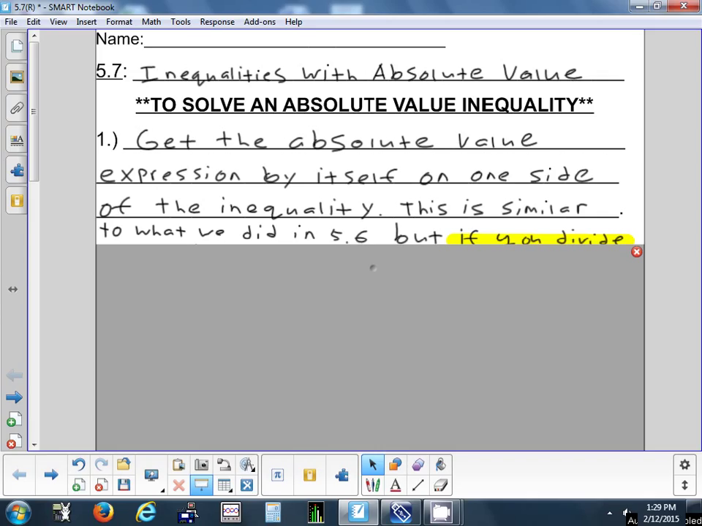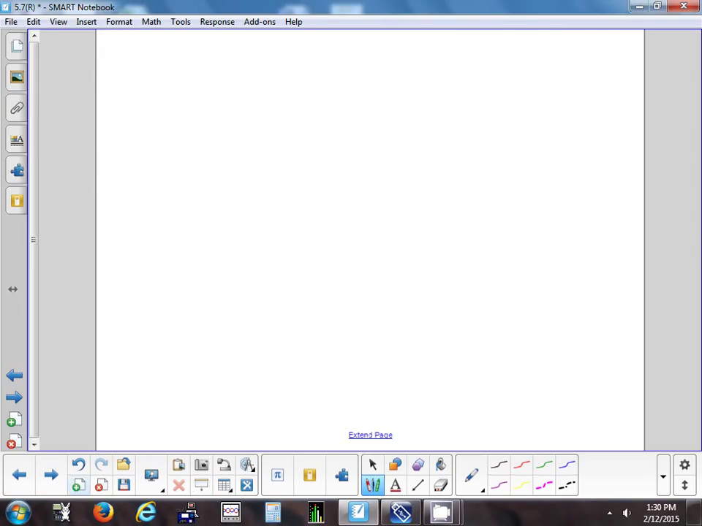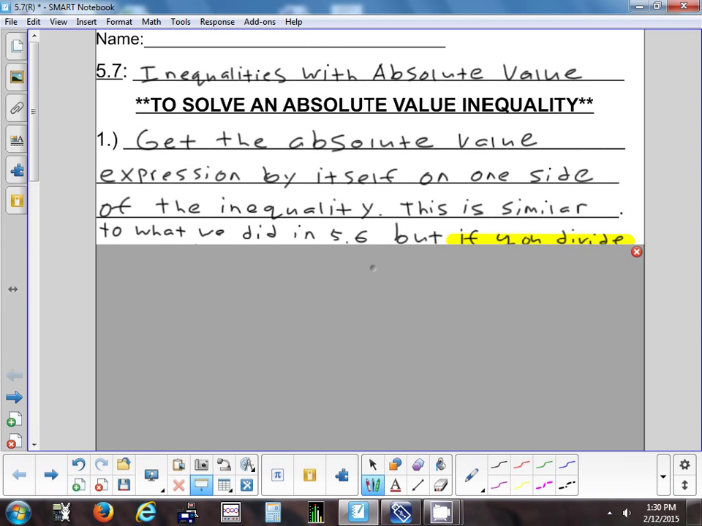Just get the absolute value expression by itself on one side of the inequality sign. This is similar to what we did in 5.6, so if you don't want to write it, you do not have to. The biggest thing is get the absolute value expression by itself on one side of the inequality. And if you're not sure how to get it by itself, go back to the notes from 5.6. Don't worry.